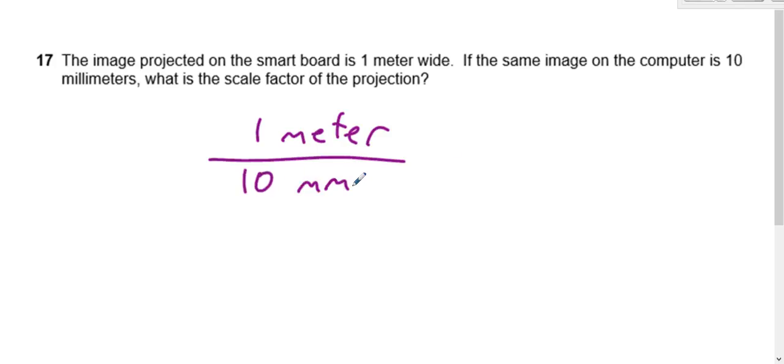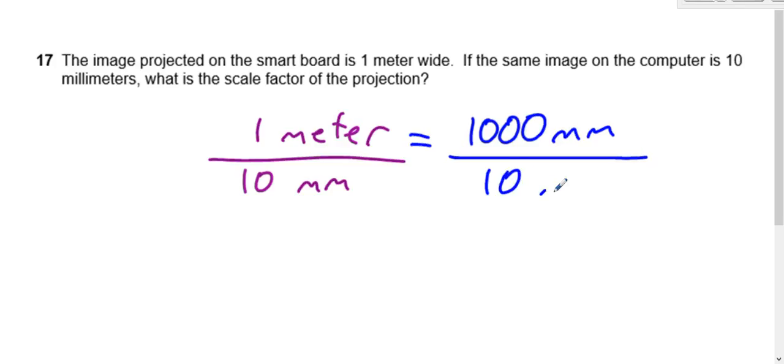Now the problem with this is meters and millimeters are not the same unit. They need to be the exact same. So we need to change 1 meter to 1,000 millimeters. Likewise, 2 meters would be 2,000, 8 meters would be 8,000. It's 1,000 millimeters in a meter.